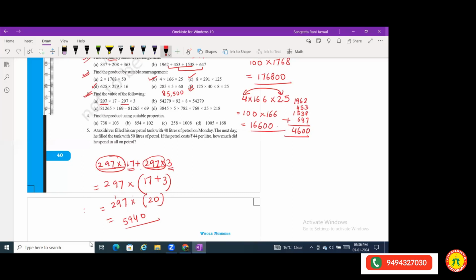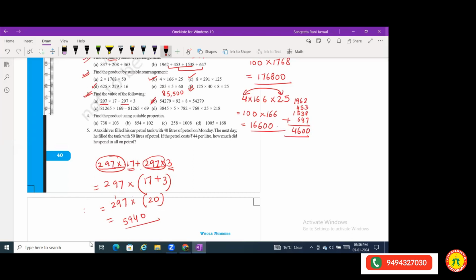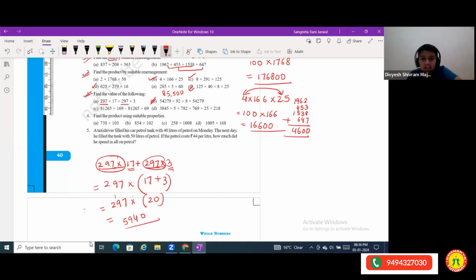Which question are you talking about? Children, try this B part here, question number 3. Ma'am, I got the B part: 54 lakhs 27,900. Very good. Ma'am, I also got 54 lakhs 27,900.